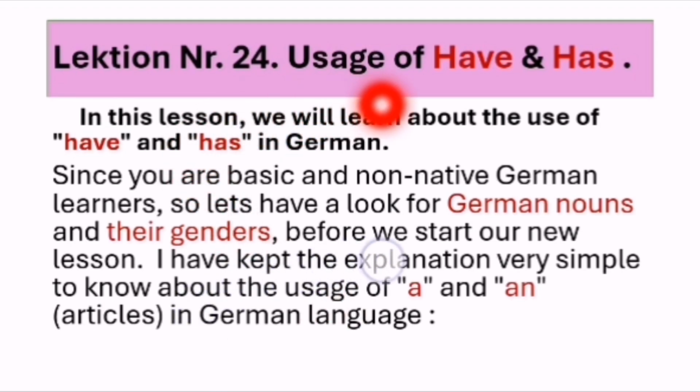So in this lesson we will learn about how and has in German language. In this lesson we will learn about the use of how and has in German. Since you are basic and non-native German learners, let's have a look at German nouns and their genders. Before we start our new lesson, I have kept the explanations very simple to know about the usage of a and an articles in German language.